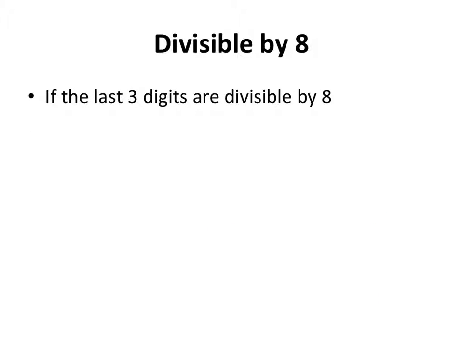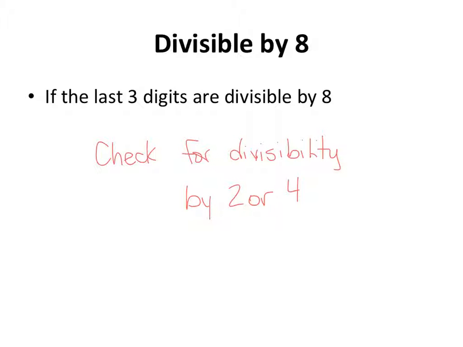A number is divisible by 8 if the last 3 digits are divisible by 8. This asks us to recognize some pretty large multiples of 8. So practically, as Math 10 students focused on prime factorization, it's going to be a lot more helpful to check for divisibility by 2 or 4.